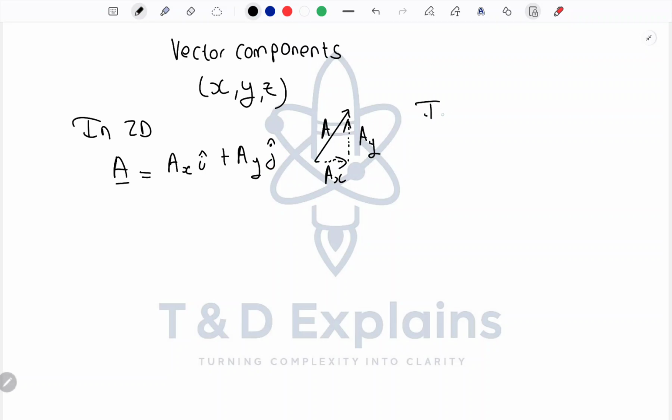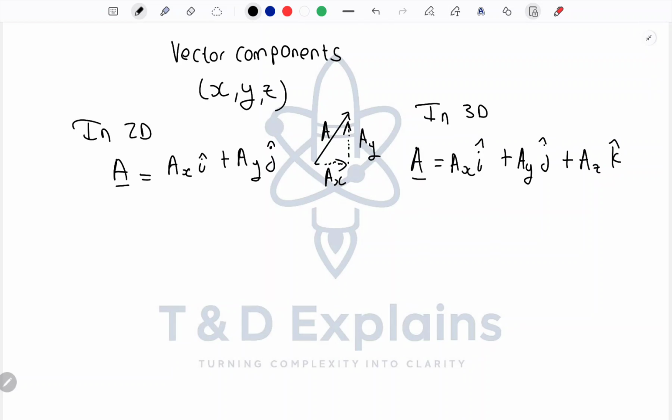Then in 3D, a similar vector can be written as A equals AX i plus AY j plus AZ k. The third component is the component that is coming out of the page. So if we have AX going this direction and AY maybe this direction, the third component is the one that comes out of the page.